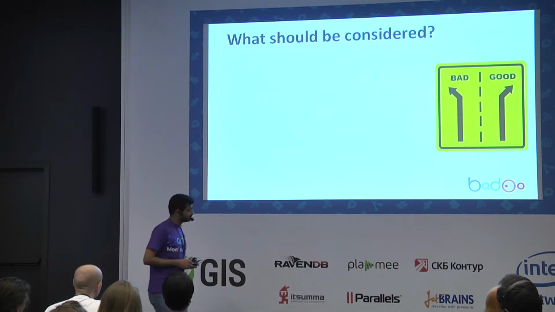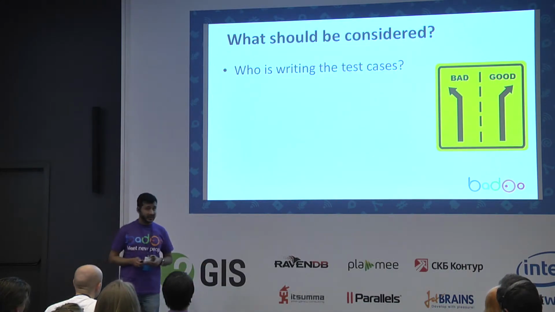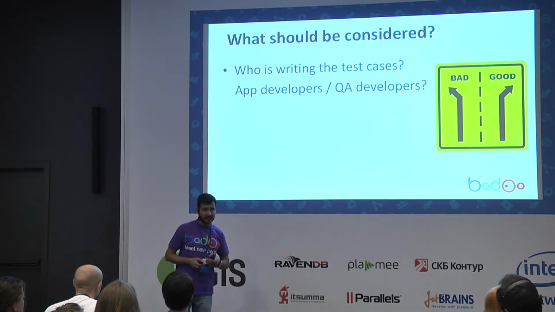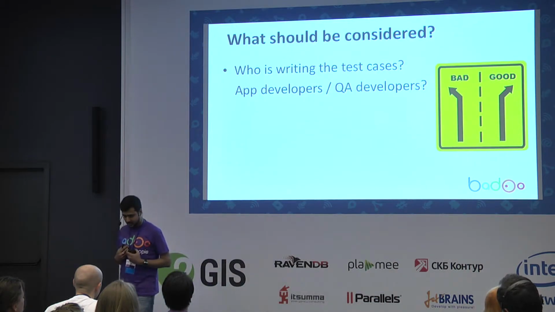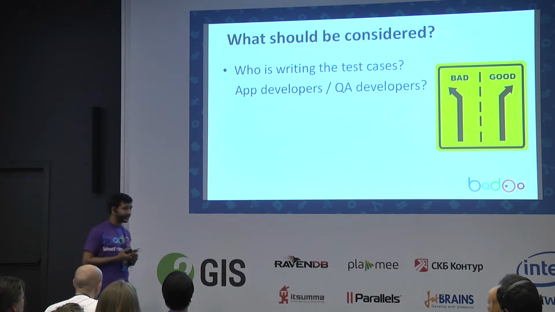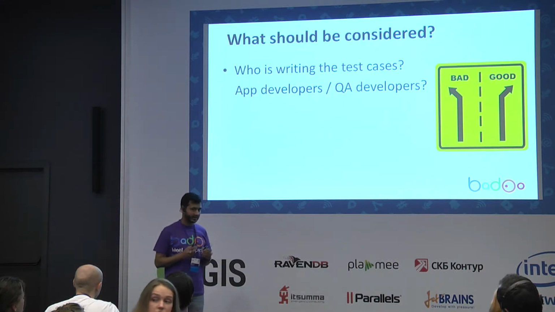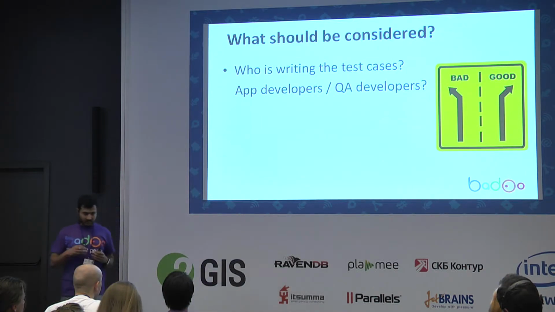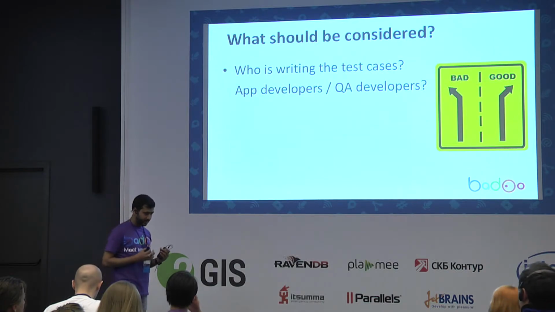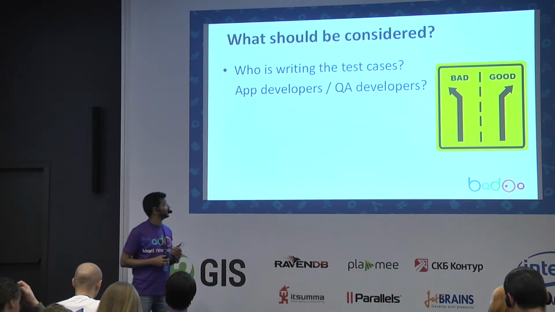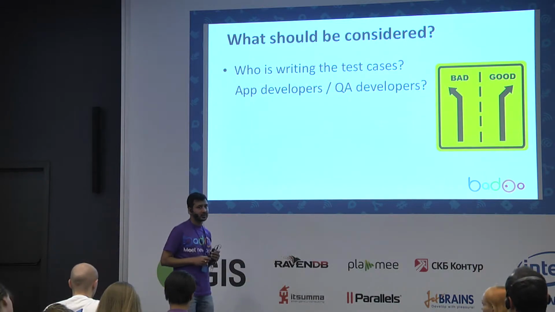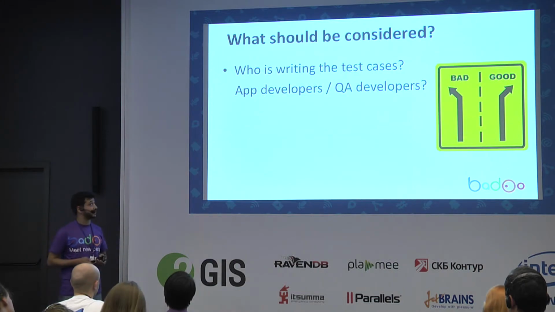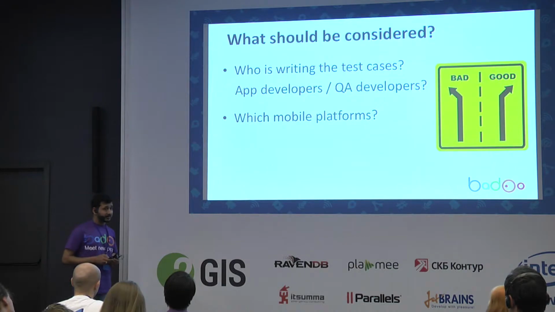So what should be considered? The first point is, who's actually writing the test cases? Are they app developers or QA developers, the software developers in test? In my experience, my opinion is that it makes more sense if the software developers in test write this cross-platform test automation, because you can structure the code and discuss with your fellow QA engineers, and make sure that it works on all the platforms. But as for application developers, I'm not very sure that they like the idea of the extra overhead of supporting the different platforms. And which mobile platforms?